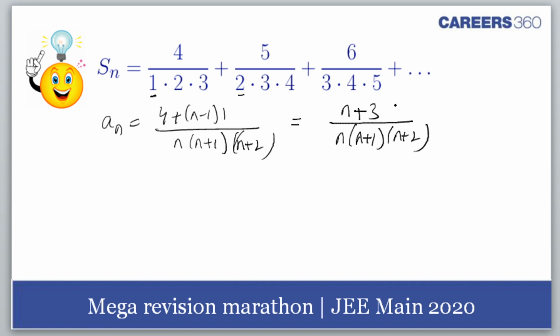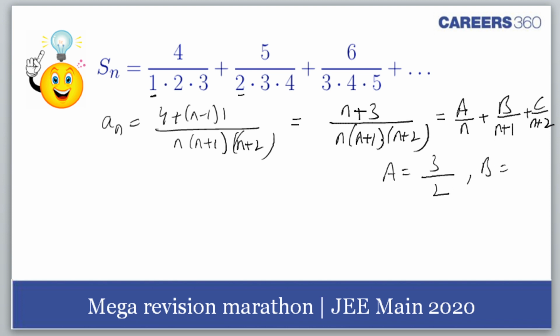Now what I'll do, I'll have to find the partial fraction of it. A by n plus B by n plus 1 plus C by n plus 2. That's how I'll do. Now A would be obtained when we put n is equal to 0 here, except in this. So I'll get 3. When I'll put 0, I'll get 1 into 2, that is 2. A is equal to 3 by 2.